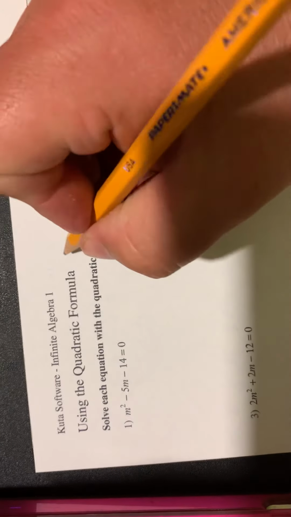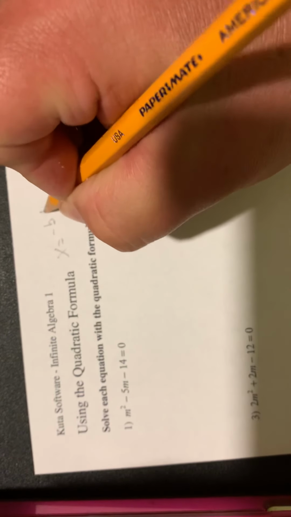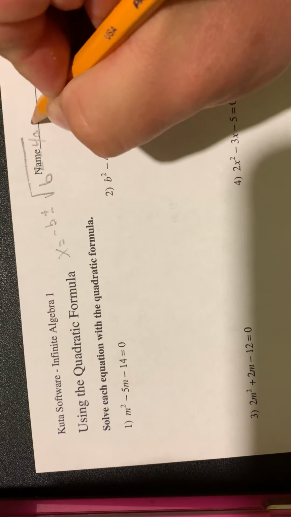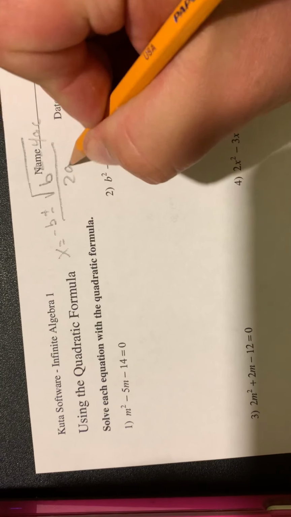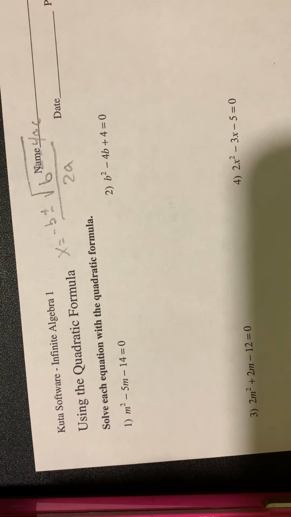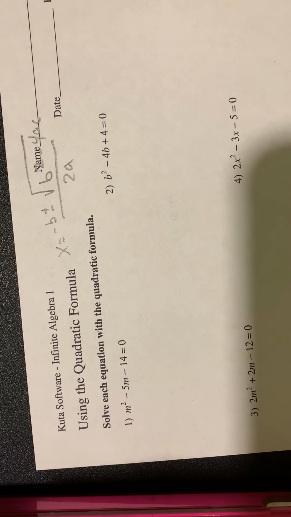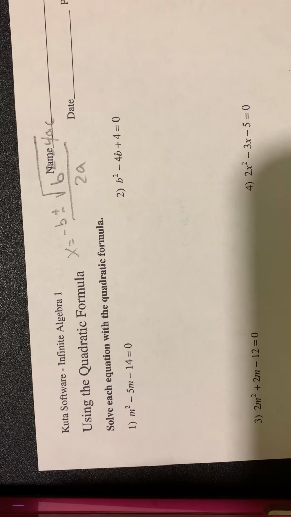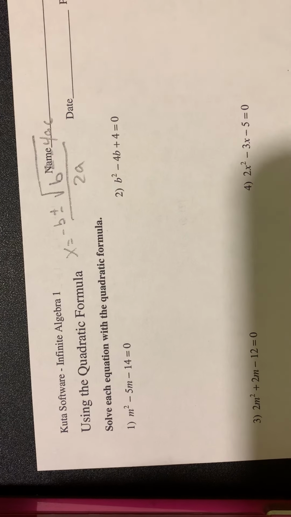Remember, your quadratic formula is x equals negative b plus or minus the square root of b squared minus 4ac, all over 2a. We're going to do number 1 and number 8 together, and then you can work on the rest of these problems on your own.